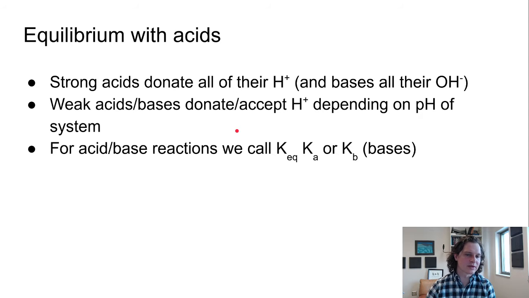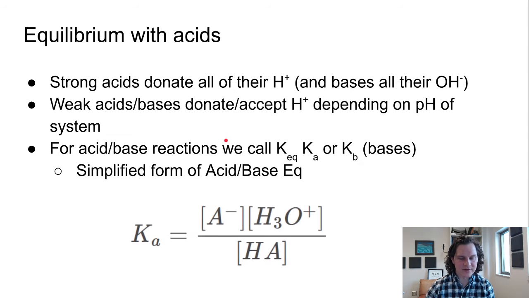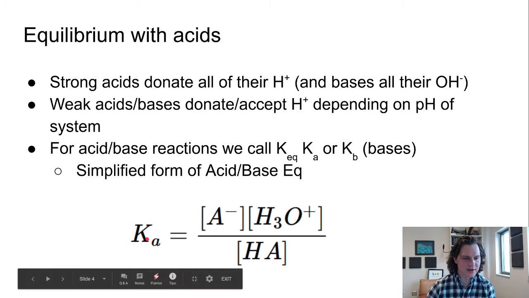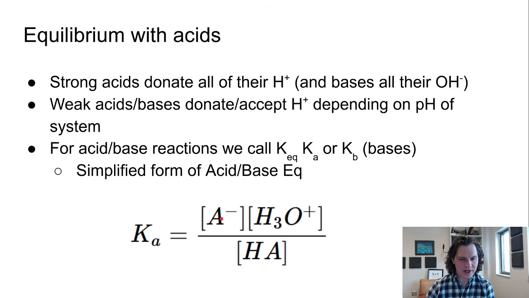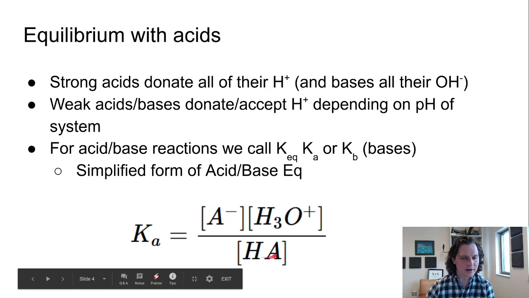And for acid-base reactions, we can simplify KEQ to something called Ka or Kb. The simplified form of this equation is just that Ka equals the concentration of the conjugate base times the concentration of the conjugate acid divided by the concentration of the acid added to solution. So this is just a key acid-base simplification of the equilibrium equation.